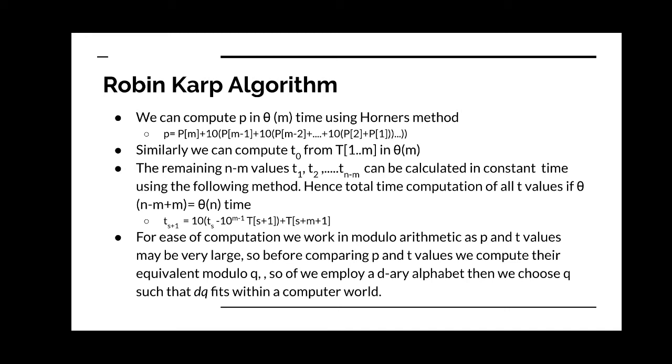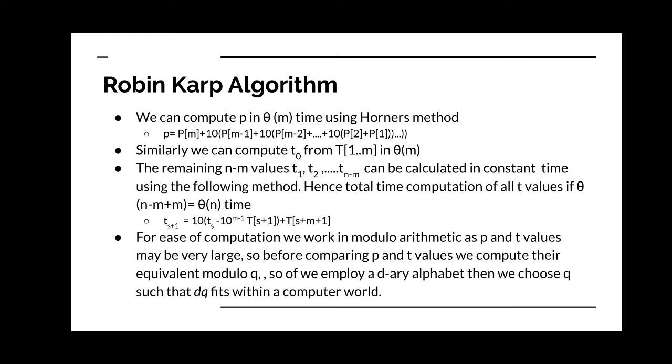How do we compute that? t of s plus 1. From t of s we can compute t of s plus 1 as 10 times (t of s minus 10 to the power of m minus 1 times T[s+1]) plus T[s+m+1]. Notice this, we are subtracting 10 to the power of m minus 1 times T[s+1] because the most significant digit is left out, and we add one more digit to the right, that is the least significant digit, and that is going to be simulated by this particular computation.